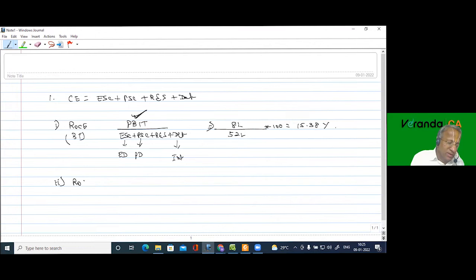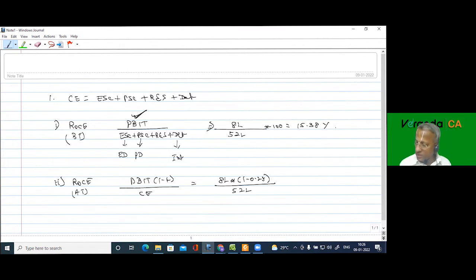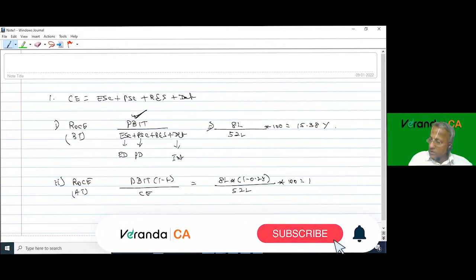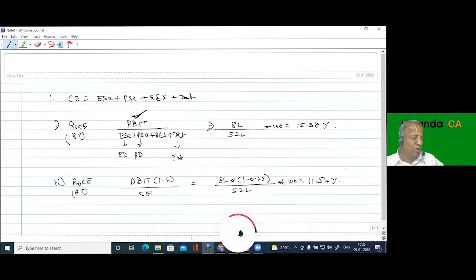Supposing someone tells you to do it on an after-tax basis. Then it is profit before interest and taxation, multiplied by the post-tax rate, divided by capital employed. That would be 8 lakhs into 1 minus 0.25 divided by 52 lakhs. So 8 lakhs into 0.75 divided by 52 lakhs in percentage terms comes to 11.54%. Depending upon what you want, you have to decide.